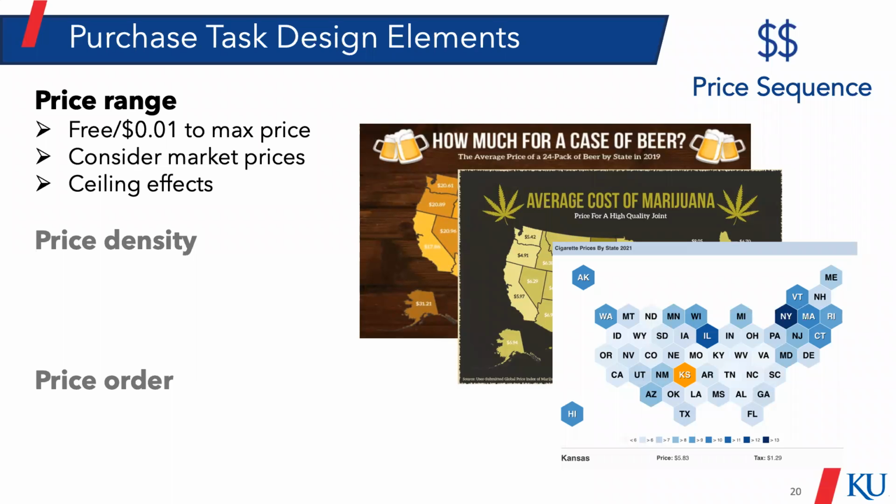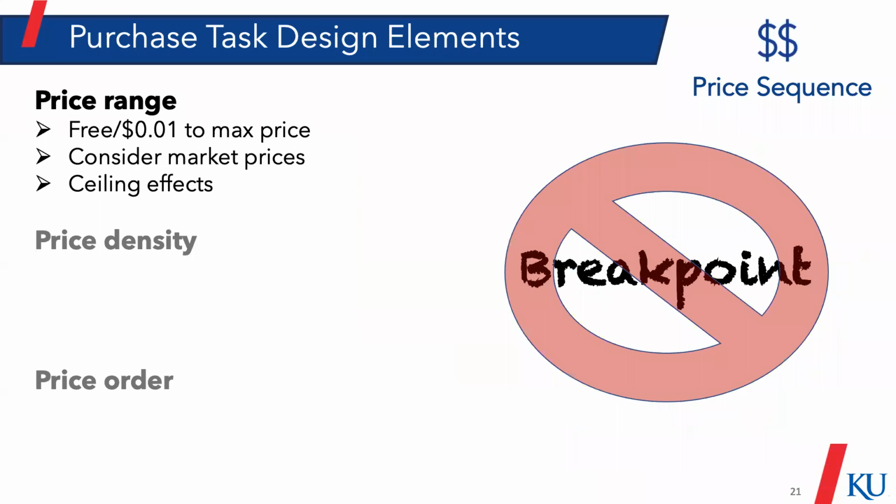You also have to be careful with the price range, carefully considering the potential for ceiling effects. So if you set your highest price too low, one of the challenges is that participants may never reach that break point that Jim introduced us to. So they will continue to consume even at the highest price. And that can cause problems for defining your observed indices as well as some of your demand curve modeling. So you have to be careful with the highest price.